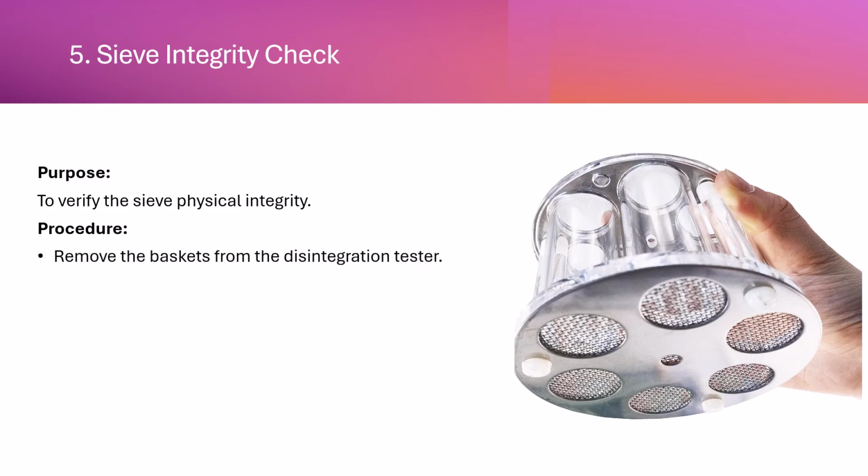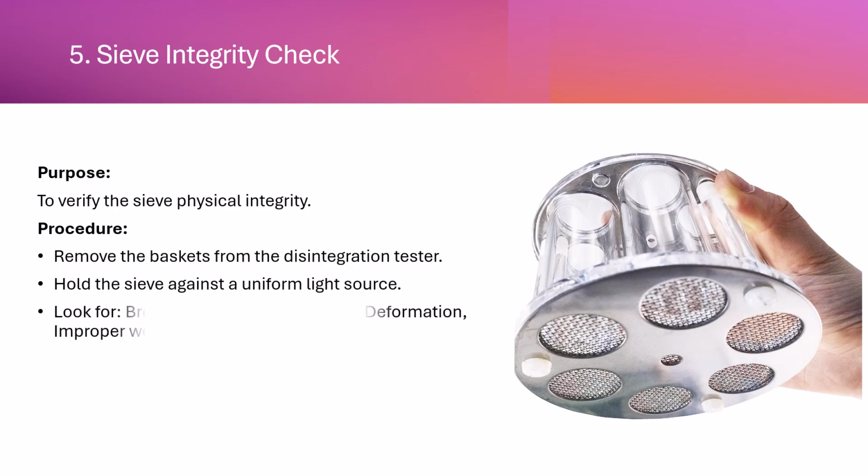First, remove the baskets from the disintegration tester carefully. Then hold the sieve against a uniform light source to enhance visibility of any defects, right? Then inspect for common issues such as broken wires, corrosion, mesh deformation, and improper welding or joining. Here you can see this is the sieve that we need to check for integrity, right?